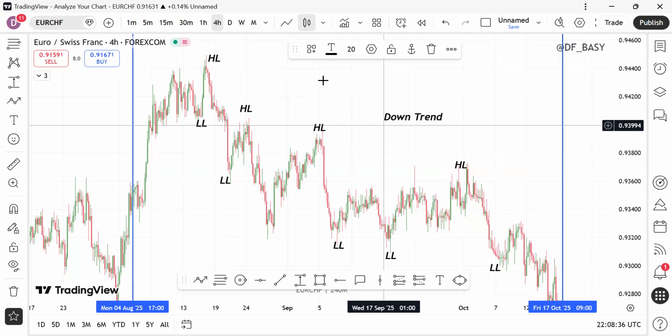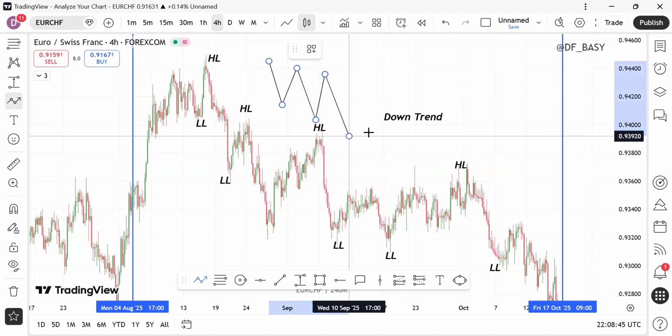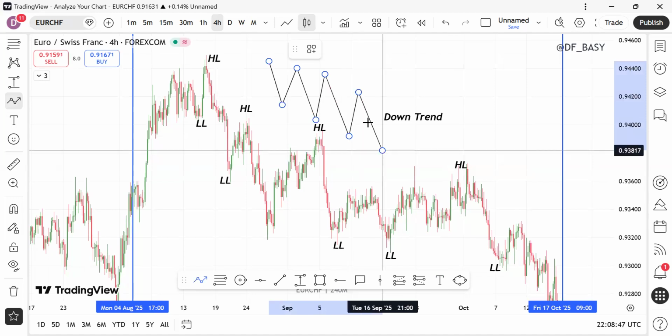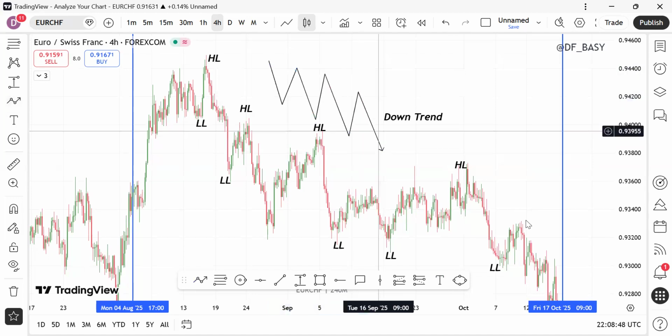It goes on like this. Market doesn't just move in a straight line. It forms these waves. So thank God you've seen it and I've showed you. So now moving forward.